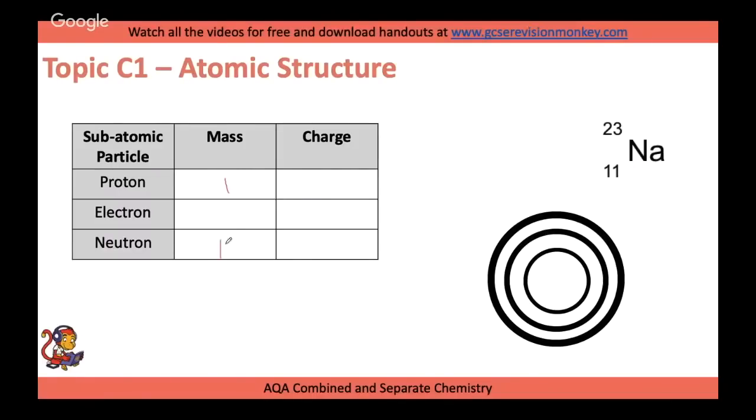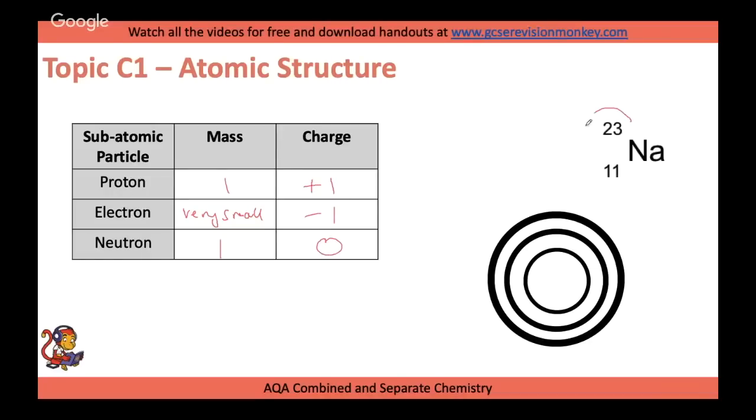Protons and electrons both have a relative mass of 1. And for the electron, you can write very small. Protons are positively charged, +1. Electrons are negatively charged, -1. You can't just put plus or minus. You have to show that they're directly opposite. Okay, so it has to be +1, -1. And a neutron has no charge.